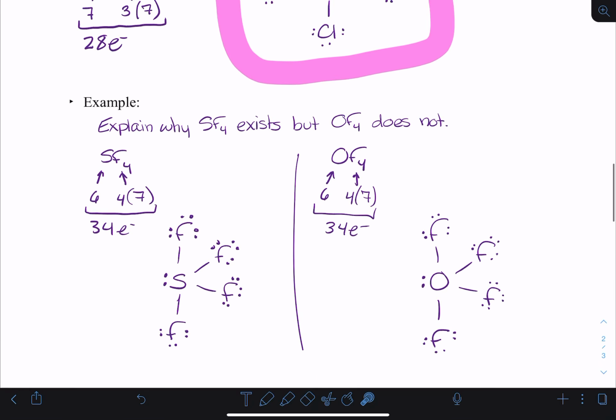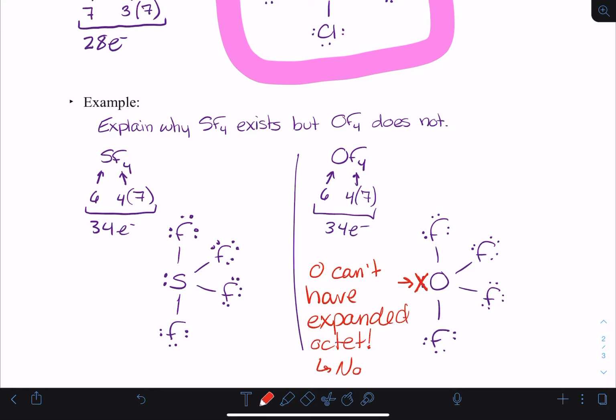So the reason why OF4 doesn't exist is that we can't do this. Oxygen can't have an expanded octet, so there's nowhere to put those electrons. So this compound, OF4, has insufficient space to contain all 34 valence electrons that it needs. So since we have nowhere to put those electrons, this compound can't exist as we have it written.